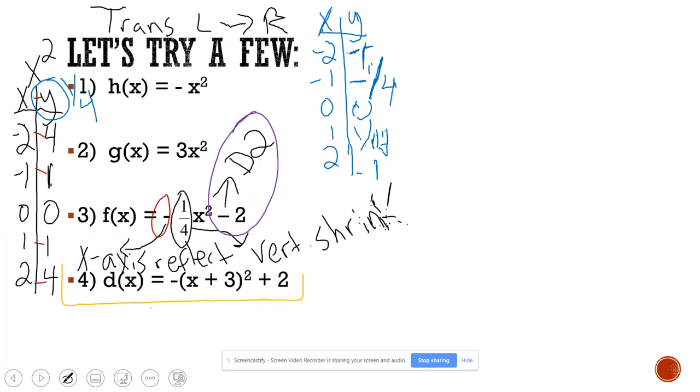What I'd like you to do for tomorrow is try to graph this fourth transformation. Bring your graph in along with your notes, and we'll see you tomorrow. Have a great night.